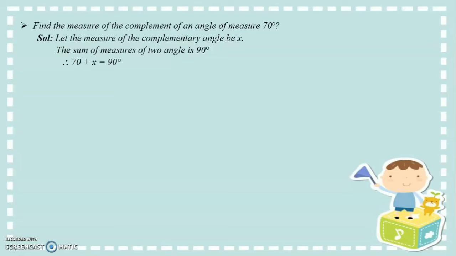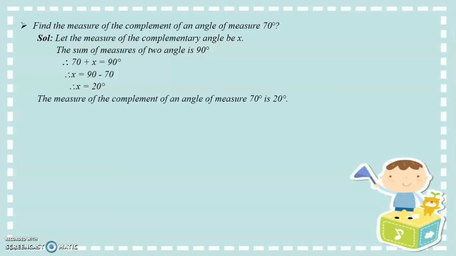Now we'll shift that 70 to the right hand side. So we get x is equal to 90 minus 70. 90 minus 70 is 20. So we get x is equal to 20 degrees. The measure of the complement of an angle of measure 70 degrees is 20 degrees. So the measure of the other angle is 20 degrees. So when we add 70 degrees plus 20 degrees, we get 90 degrees. That is the complementary angle. Now we'll see the second sum.